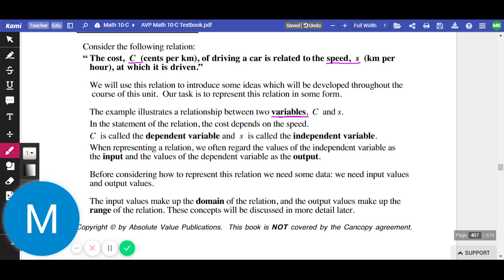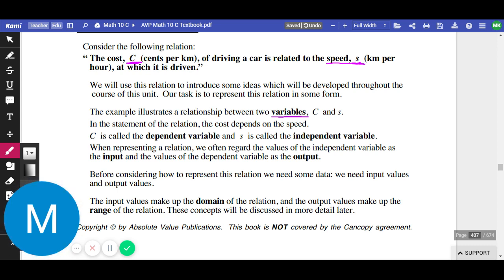In this question, our variable actually represents something. So our variables are C and S, which actually represent something. C is the cost of driving your vehicle. S is the speed of your vehicle. So when we do this unit, the variables will actually mean something, like something applicable, instead of just being a number, which is what we're kind of used to.